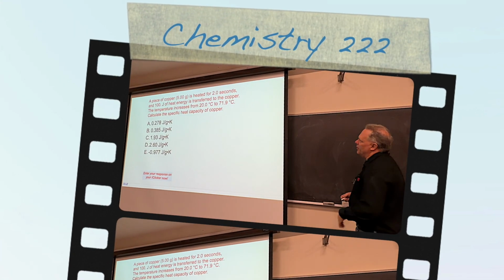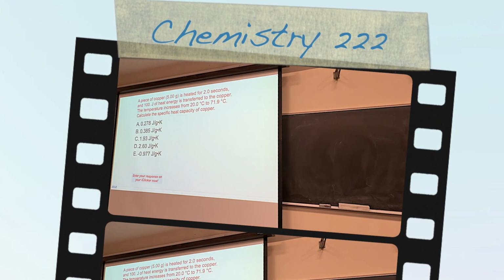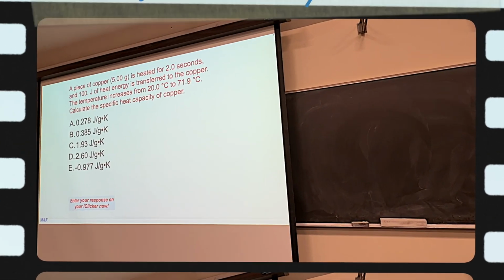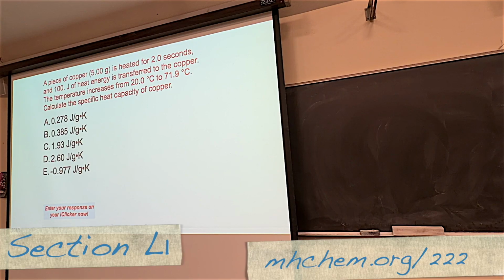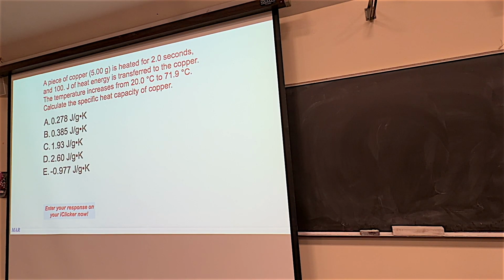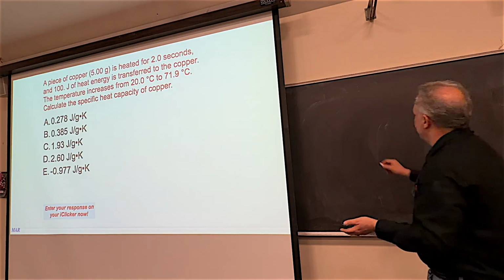So on this next problem, we've got a piece of copper and we're heating it for 2 seconds, which doesn't have anything to do with it. 100 joules of energy are transferred to the copper. And you can tell that the copper is getting it because it went from 20 Celsius up to 71.9 Celsius. You can use this information to calculate the specific heat of the copper.